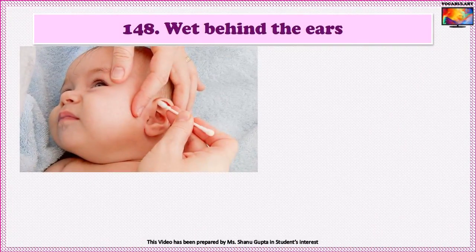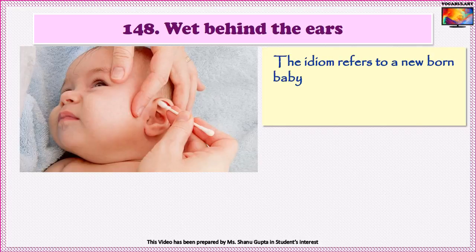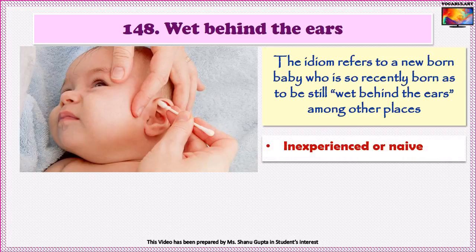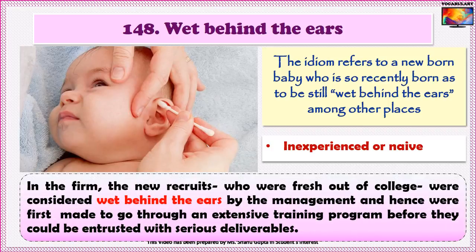Wet behind the ears. This is a very interesting idiom. It refers to a newborn baby who is so recently born as to be still wet behind the ears among other places. So the idiom is used to point out someone who is inexperienced or naive. An example sentence would be, in the firm, the new recruits who were fresh out of college were considered wet behind the ears by the management and hence were first made to go through an extensive training program before they could be entrusted with serious deliverables.